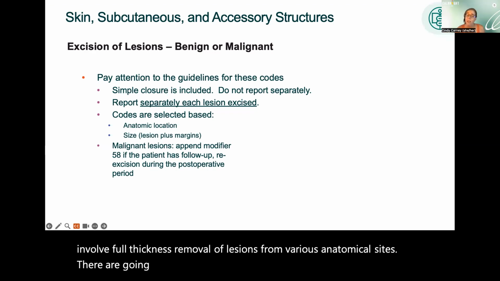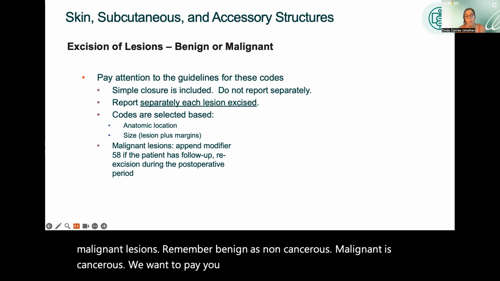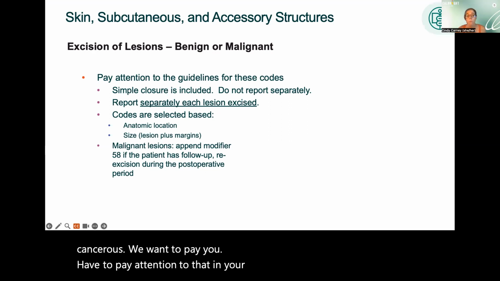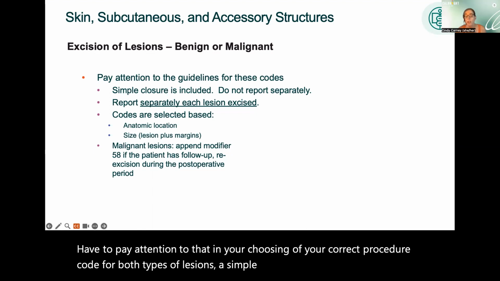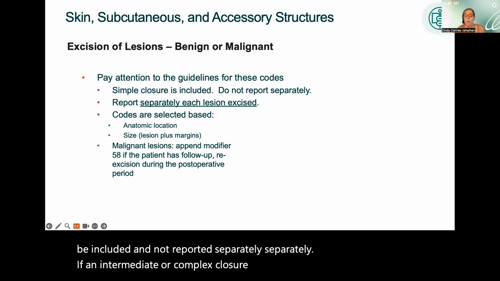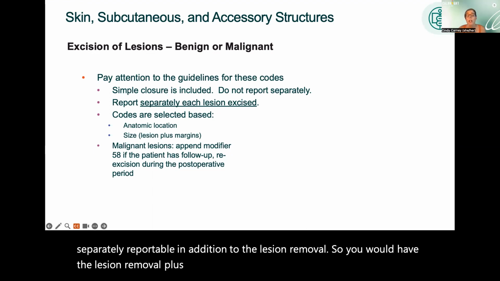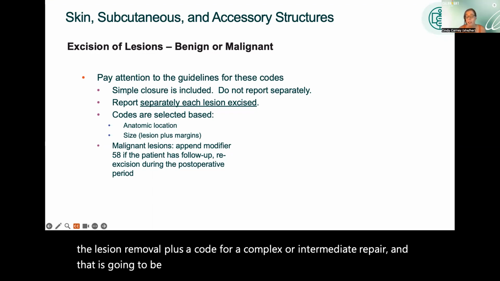There are going to be extensive guidelines for both removal of benign and malignant lesions. Remember, benign is non-cancerous, malignant is cancerous. You have to pay attention to that in your choosing of your correct procedure code. For both types of lesions, a simple single layered closure is going to be included and not reported separately. If an intermediate or complex closure is required, the repair codes are separately reportable in addition to the lesion removal. So you would have the lesion removal plus a code for a complex or intermediate repair. And that is going to be determined in the documentation.